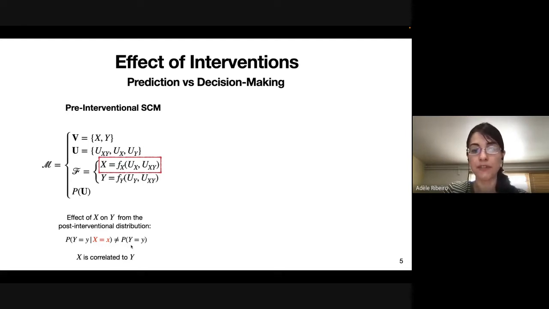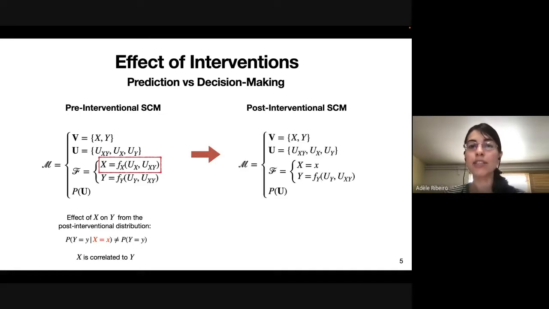When the probability of y given x is different from the probability of y, we say that they are correlated, or that conditioning on x makes the probability of y change. That's why y depends on x. But this is just correlation. And what we want is another world. It's called the post-interventional world.